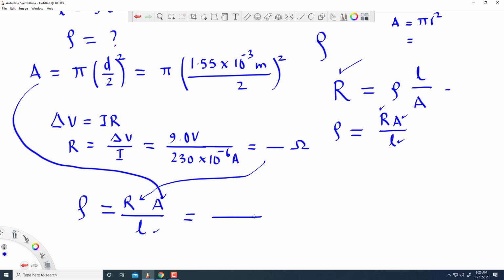Does anyone have the answer for this? What's that? This one is 3.10, negative or positive? Positive 4. Okay. So what's rho then?